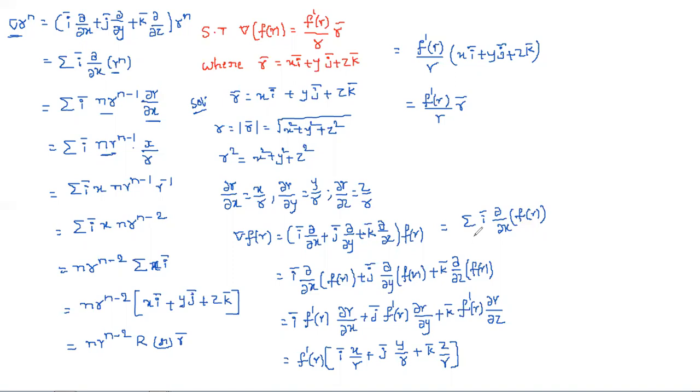Any one of the ways you can follow. Nothing will go wrong either this way or this way. Whichever one is easy for you, you can follow that. So either you can write the summation or you can write each and every term. Okay, next.